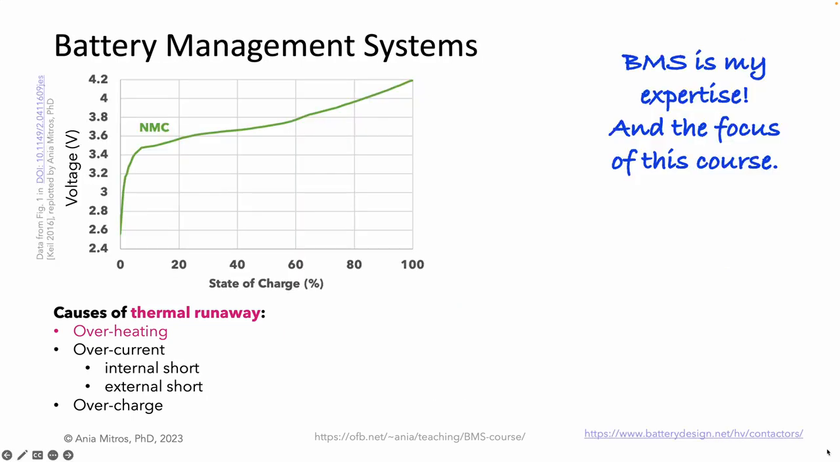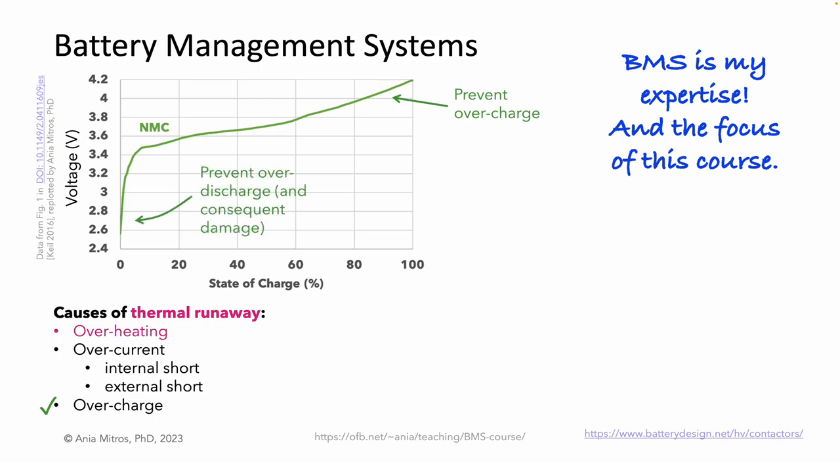Something we can do for cells that require management is to have a battery management system, and that is my expertise and the focus of this course. A BMS can prevent overcharge by monitoring each cell's voltage and stopping charging when the voltage gets high enough. It can prevent over-discharge and consequent damage by stopping discharge when the voltage gets low enough.